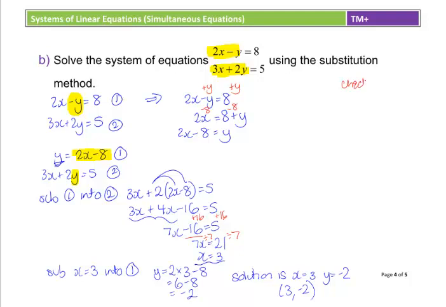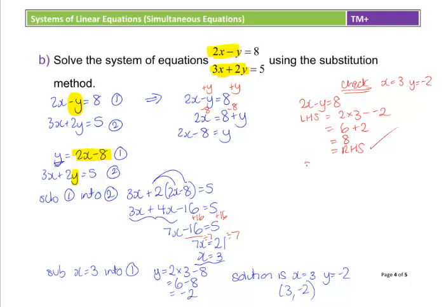Now to check, I've got 2x minus y equals 8 was my first equation, and x equals 3, y equals negative 2. So my left hand side is 2 lots of 3 minus minus 2, so 6 plus 2, minus minus becomes a plus, is 8, which is my right hand side.